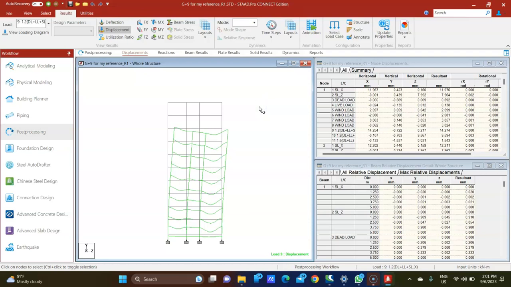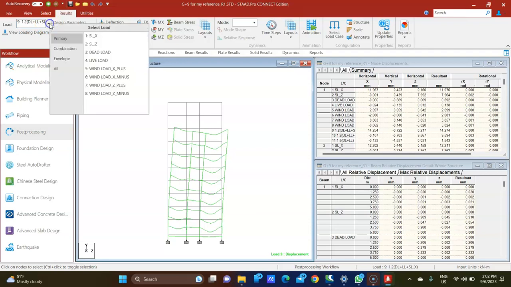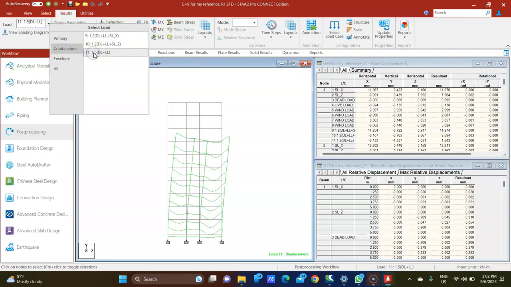You see, horizontal deformation and at the same time vertical deformation also. Based on dead load and live load, you have some story drift. Do you know why? Because of unsymmetric structure, right?